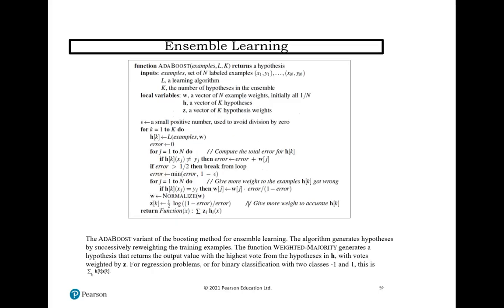So this is the pseudocode or the algorithm for ensemble learning. You can review it.